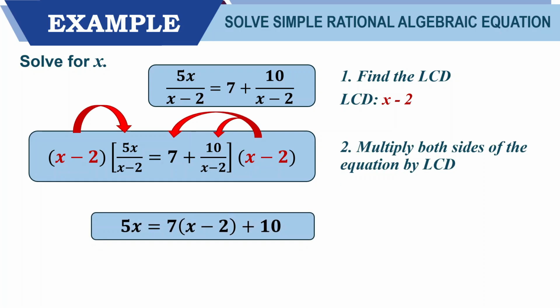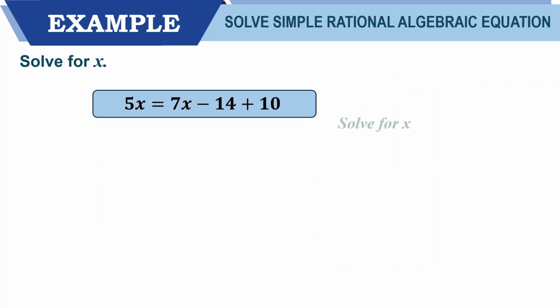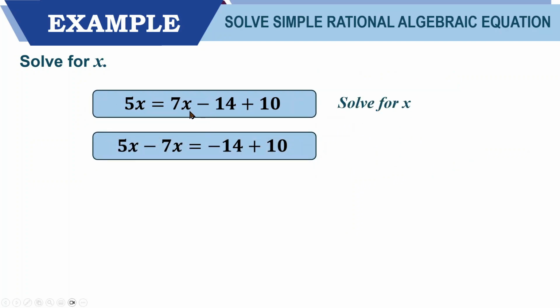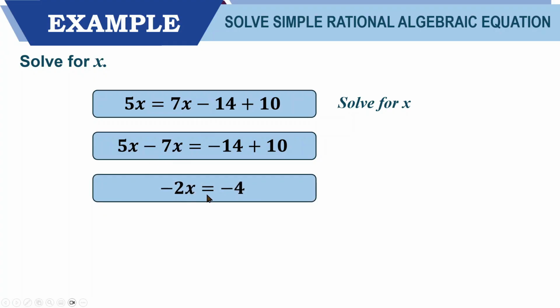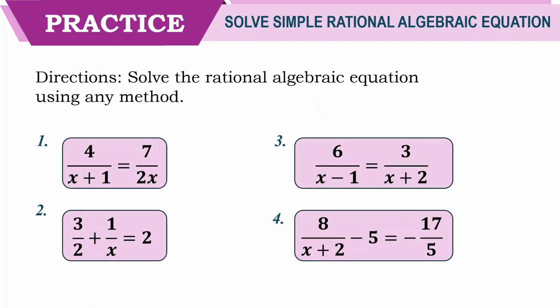Thus, we will have 5x equals 7 times x minus 2 plus 10, and distributing, as I've mentioned earlier, will result in 7x minus 14. Now, proceeding with the addition property of equality, so we can combine like terms, we will have 7x transposed to the left side, which will make it negative. And proceeding with solving for x, we'll have negative 2x equals negative 4. And dividing both sides by negative 2, we will end up with x equals 2 as our final answer.